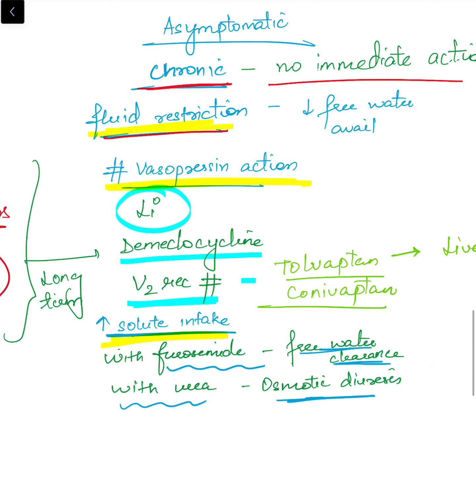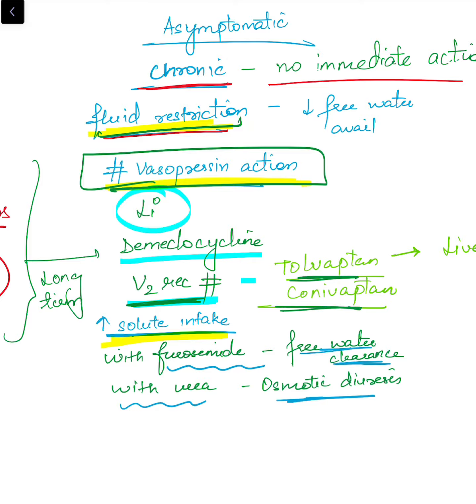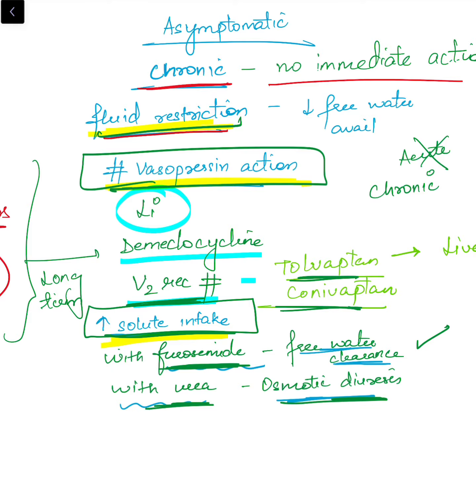Long-term, you need to restrict the fluid. Some vasopressin action inhibitors like lithium and demeclocycline, and V2 receptor antagonists like tolvaptan and conivaptan, are used in chronic hyponatremia, not in the acute. Okay, and increasing the solute intake: with furosemide, free water clearance will be happening, and with urea, osmotic diuresis will be happening.